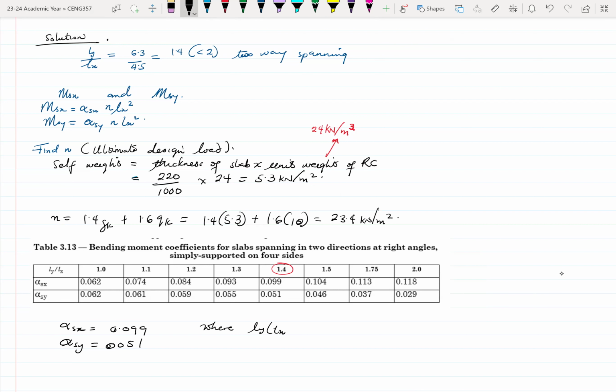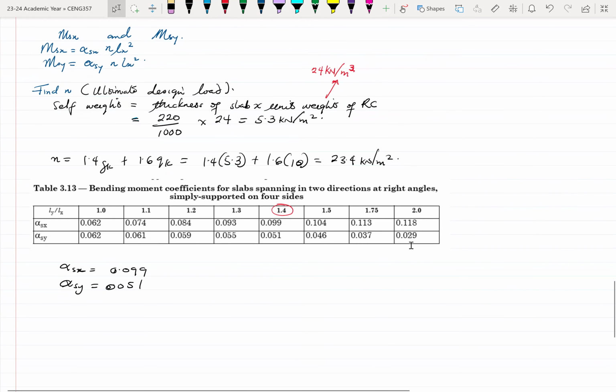Take note, sometimes you need to do interpolation where you cannot find the exact value of Ly over Lx on this table. You have to interpolate that, and we've gone through how to do these interpolations for tables of these sorts. Once we have that, we can find our MSX and MSY.